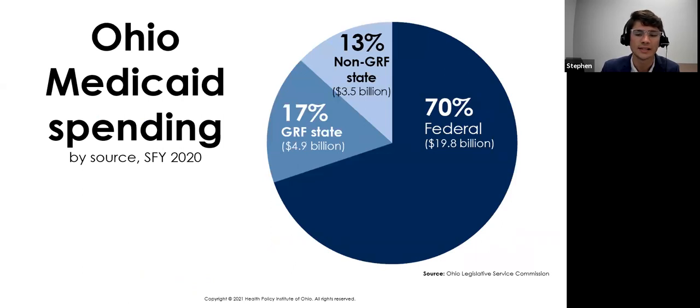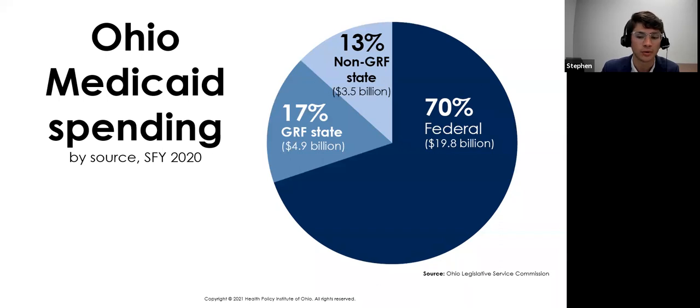Lastly, I'll discuss spending on Ohio's Medicaid program. The total spending on Ohio's Medicaid program in state fiscal year 2020 was slightly more than $28.2 billion. The federal share of the Medicaid spending in Ohio was about $19.8 billion in state fiscal year 2020, or 70% of program spending on Ohio Medicaid.